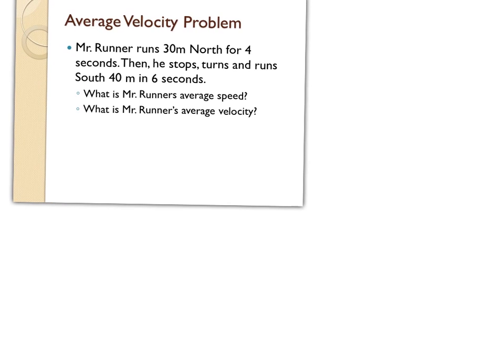So we have Mr. Runner running north for 4 seconds, and then he stops and turns and runs south for 6 seconds. And we have our distances. Again, just like when we were solving for distance and displacement, pictures help. So we have 30 meters north, and that takes 4 seconds. And then we go 40 meters south, and that takes 6 seconds.